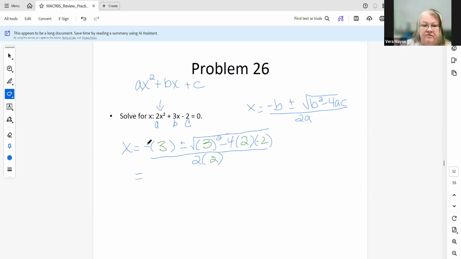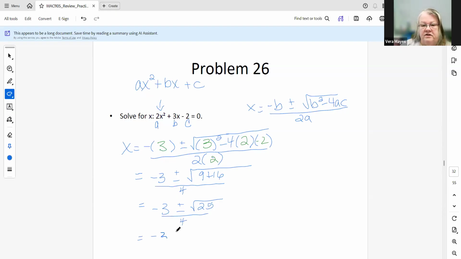Now let's just go ahead and simplify. A negative times a positive is a negative, plus or minus. Let's see, 3 squared is 9. Negative 4 times 2 is negative 8 times a negative 2 makes it a positive 16. And then 2 times 2 is 4 on the bottom. So if I clean this up one more time inside that radical, I get a 25.